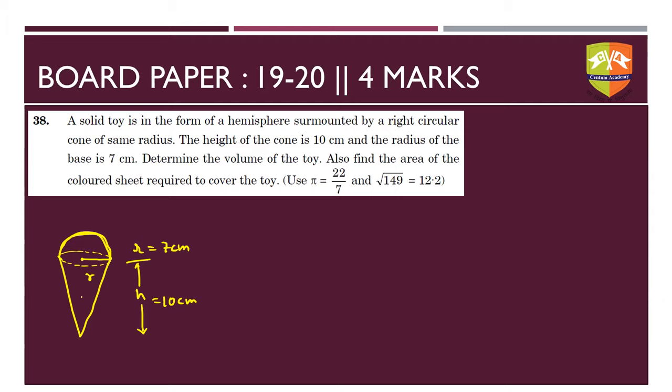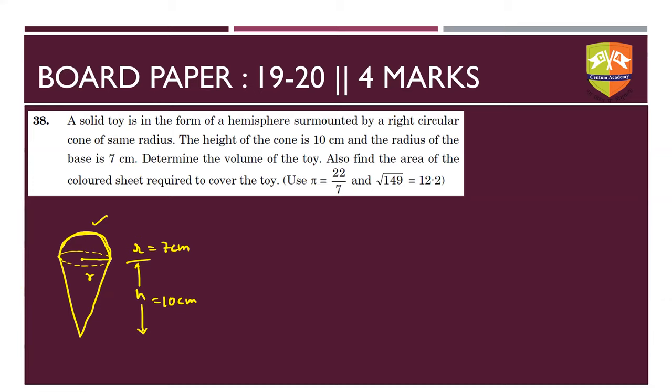So cone is at the top. The toy is in the form of a hemisphere surmounted by a right circular cone. Is this the correct diagram? Did you draw this diagram? Or is there any other possibility of a diagram? Same, right? You see it from the top. How does it matter? Will upside down change the volume? If you look at it upside down, will the volume be changed? First of all, confirm this. Is the diagram okay? So hence, hemisphere surmounted by a right circular cone of same radius. Volume-wise it is the same; diagram-wise, you may draw it the other way around, no problem.